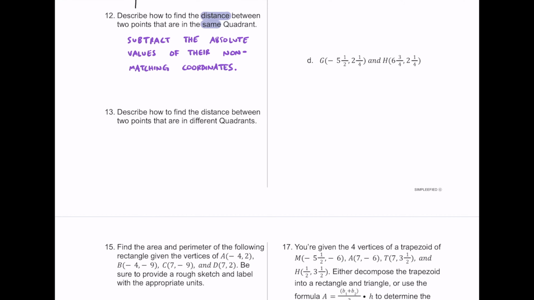In contrast, for number 13, if we're going to find the distance between 2 points that are in different quadrants, we're going to do something slightly different. We are going to add the absolute values.